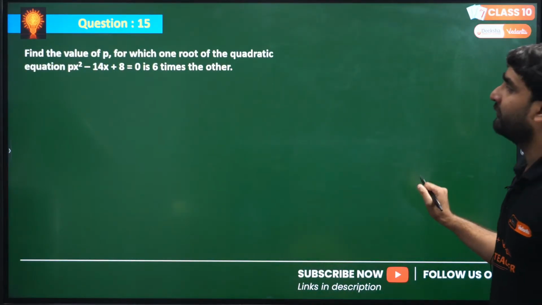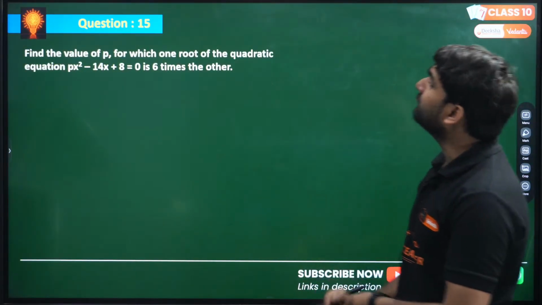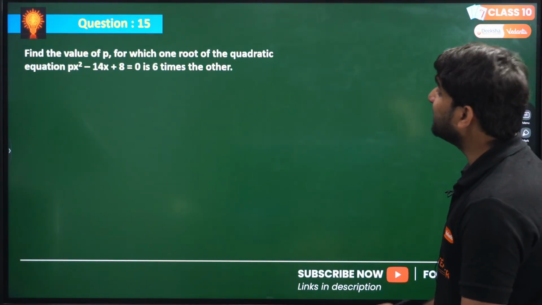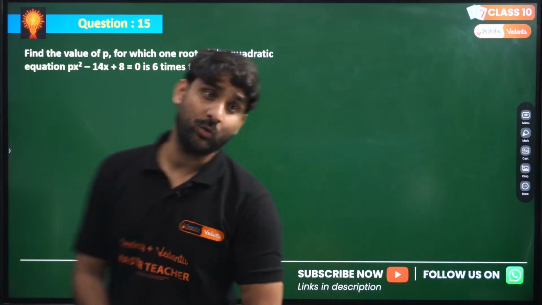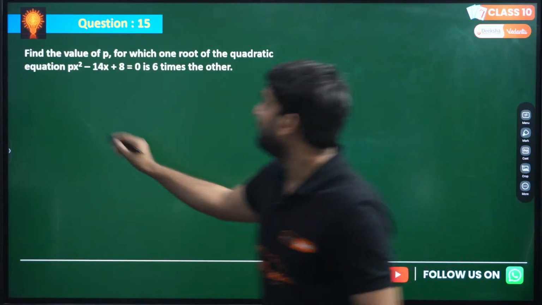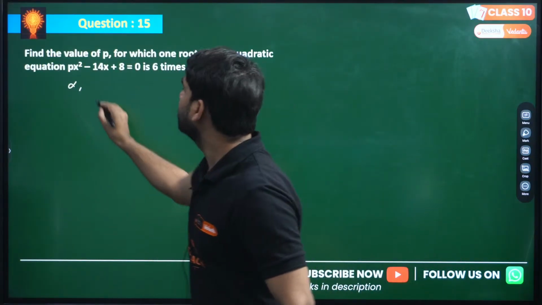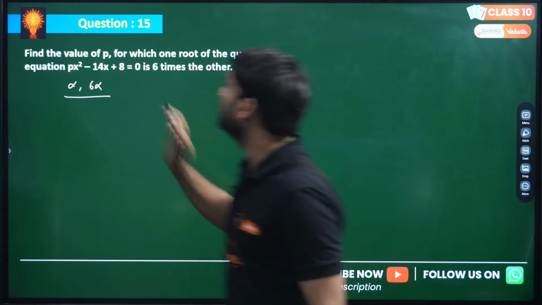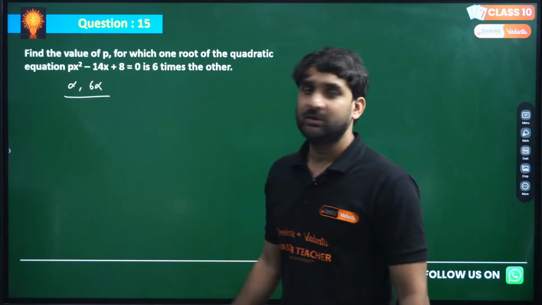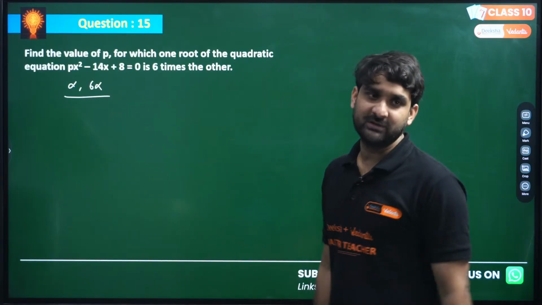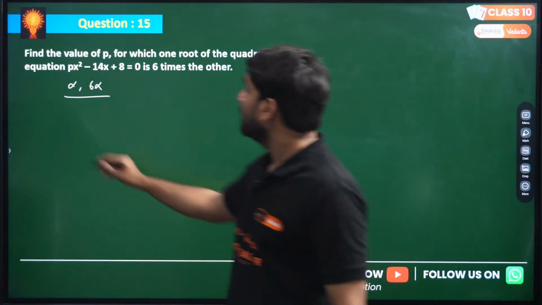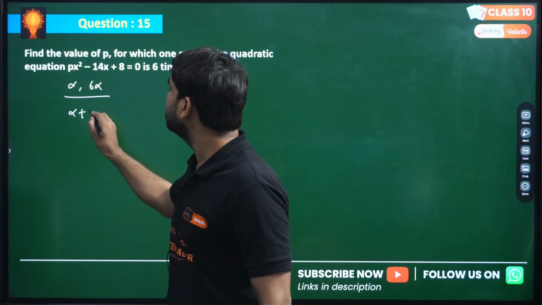Moving to question number 15. Look at the question. Find the value of p for which one root of the quadratic equation is 6 times the other. Wow, one root of the quadratic equation is 6 times the other. So if the first root is alpha, the other root will be 6 alpha. Please keep it in mind: if the first root is alpha, the other root will be 6 alpha, because the other root is 6 times the first root.